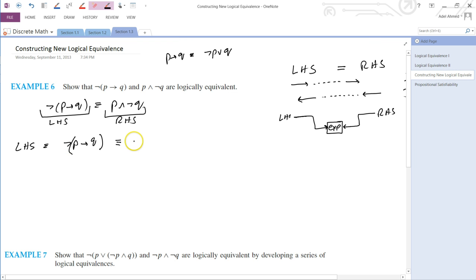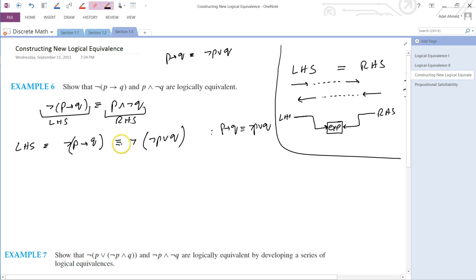So the not is going to stay as is. Whatever is inside the parentheses is going to be substituted with not P or Q because they are logically equivalent. Okay, so we can write over here, which formula did we use? We used P implies Q is equivalent to not P or Q. So this is the formula we used, let me just put this aside for going from this step to this step.